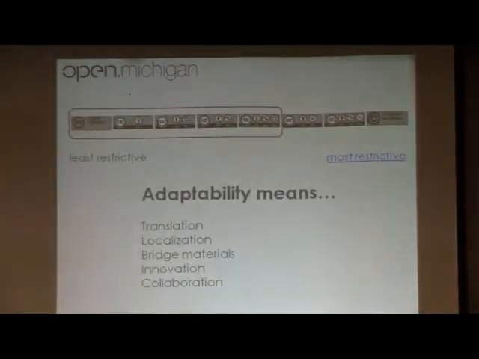So those in the circle are the licenses that Open Michigan uses. And these are the things that we think these licenses afford us when we create materials that have these licenses. And we've seen different instances of these.